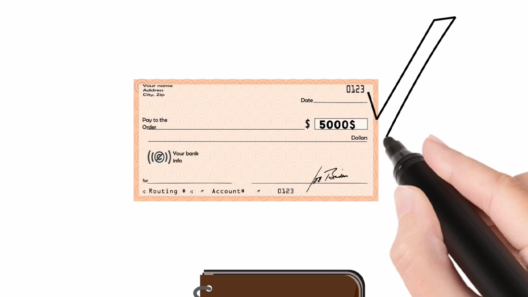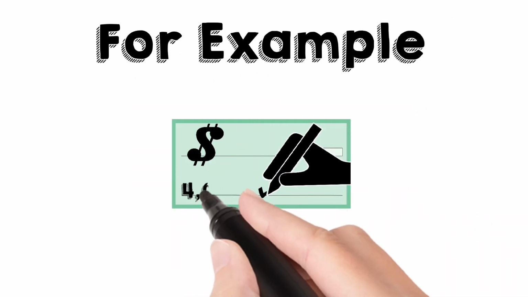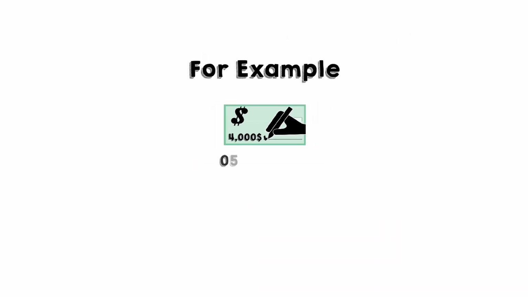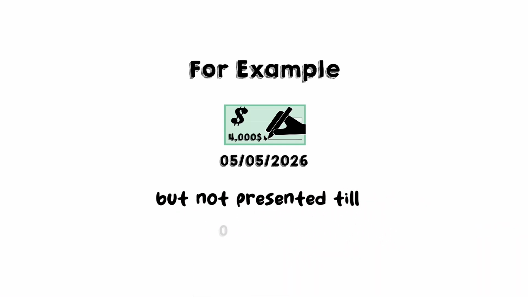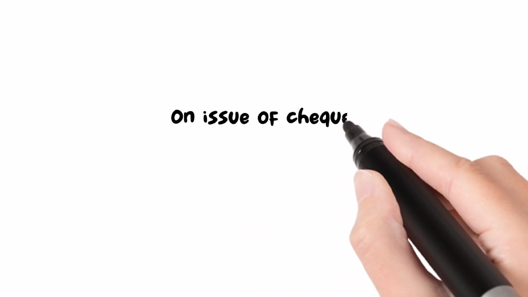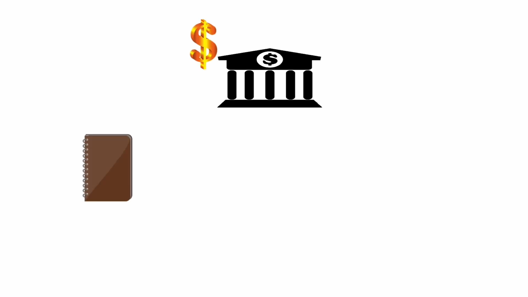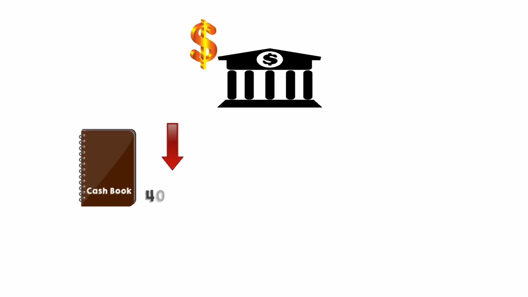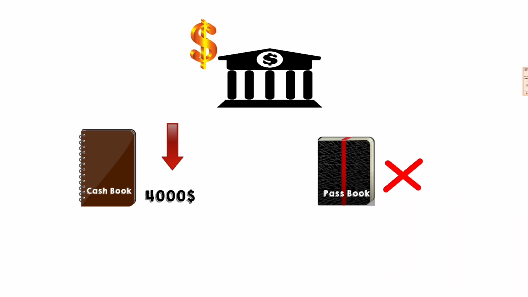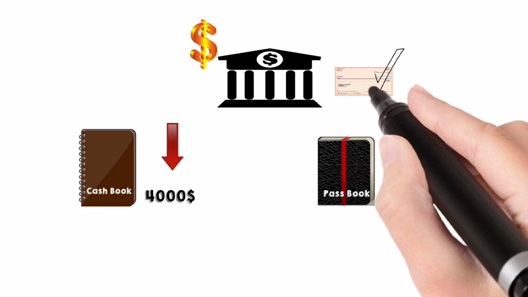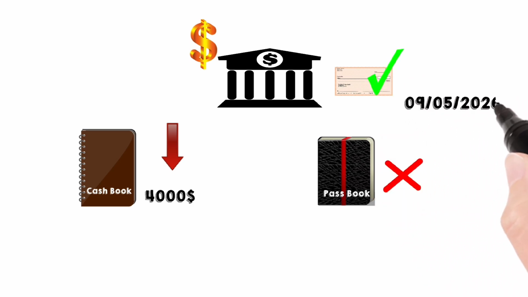For example, a check worth $4,000 is issued on 5th May 2026, but not presented till 9th of May 2026. On issue of the check, 5th of May 2026, bank balance as per Cashbook will decrease by $4,000, whereas Passbook balance will not change till it is presented for payment on 9th of May 2026.